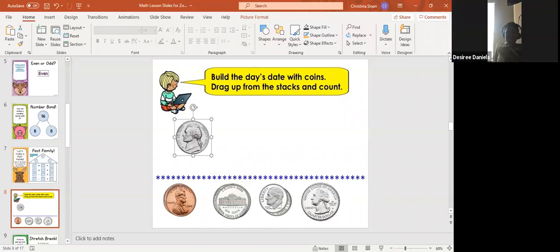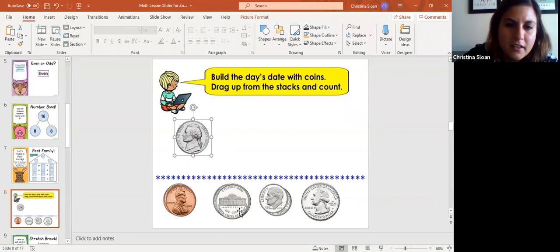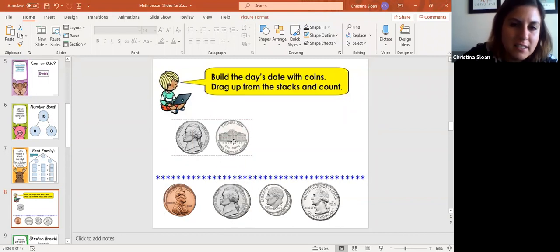5. 5, perfect. So how many nickels would we need to make 16 cents? So here we have 1 nickel, which is worth 5 cents. How many cents do we have if we have 2 nickels? Let's count together. 5, 10. So how many cents do we have?